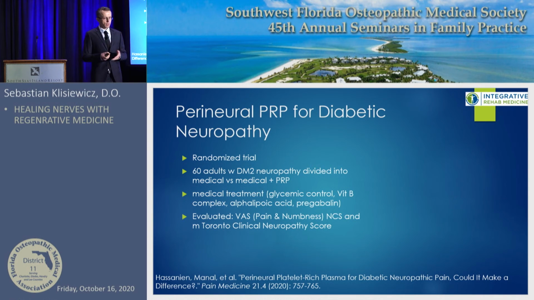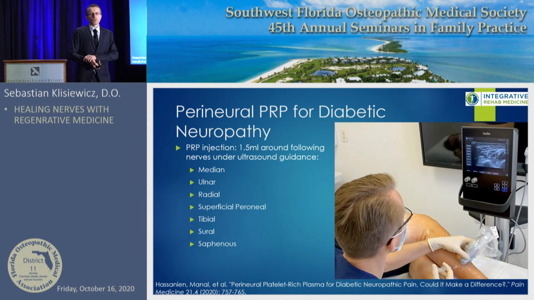So they evaluated their VAS score for pain and numbness, and then they did some nerve conduction studies, and then the Toronto Clinical Neuropathy score. Bobby, how much time do I have? Okay. All right. So they did perineural injections, PRP for diabetic neuropathy, right? So they injected about 1.5 mL of PRP around all these different nerves. And this takes a lot of time. You have to have a lot of experience with ultrasound, and you sit there and you're just injecting each and every one of those nerves. So they injected the median, ulnar, radial, superficial peroneal, tibial, sural, and saphenous.